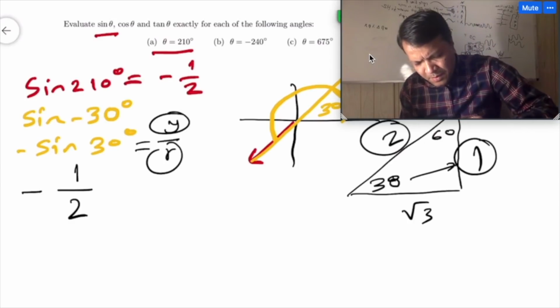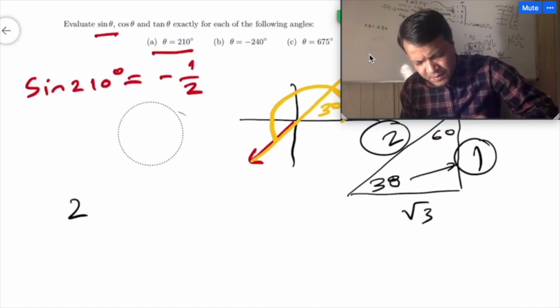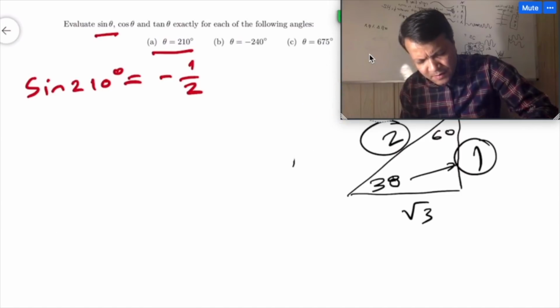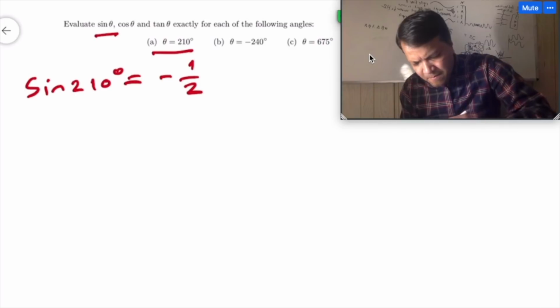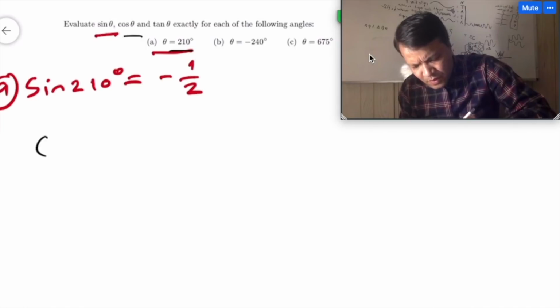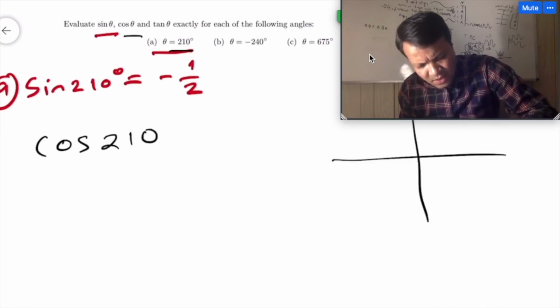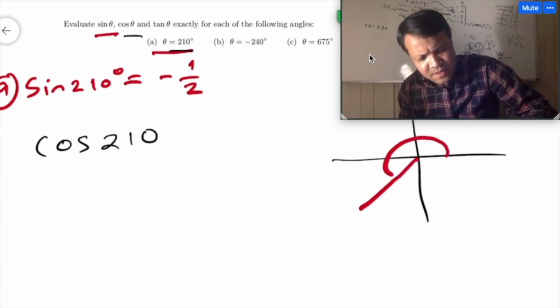So problem number 2, now we're going to do the first one. This is A. Now we're going to do B. B is cosine 210. So now we're going to do cosine 210. Cosine 210 is also in the third quadrant.